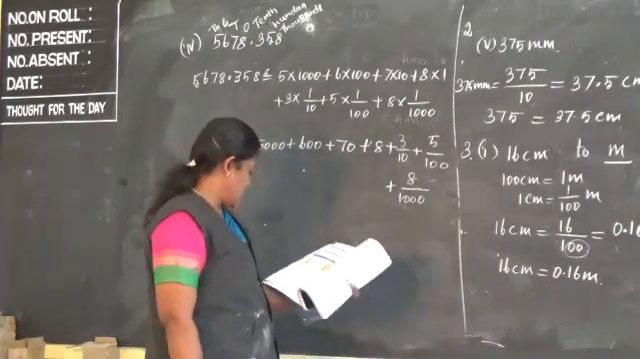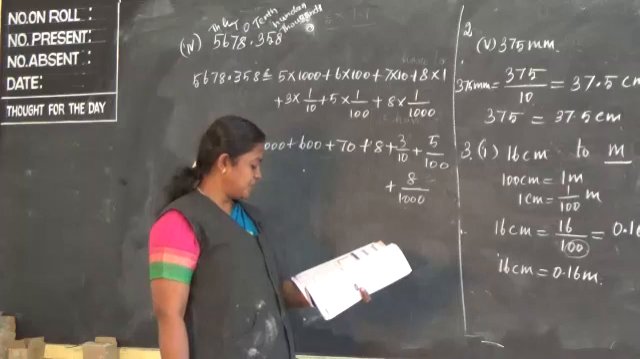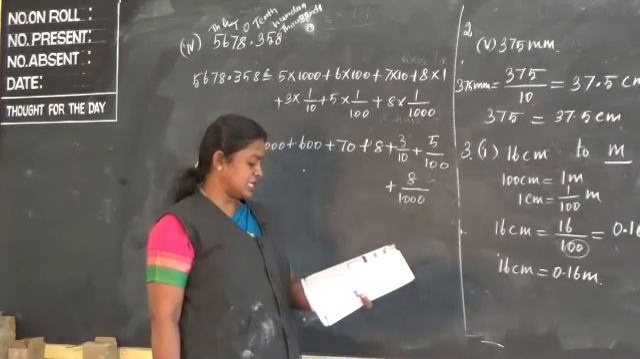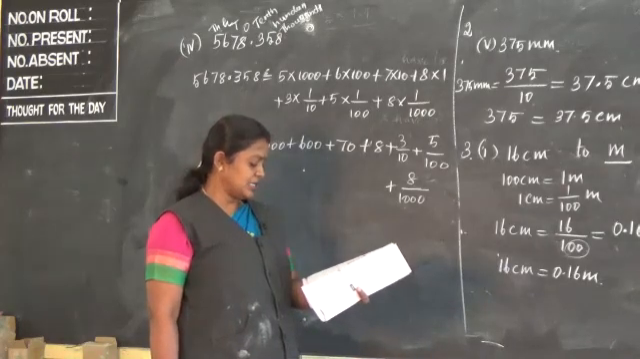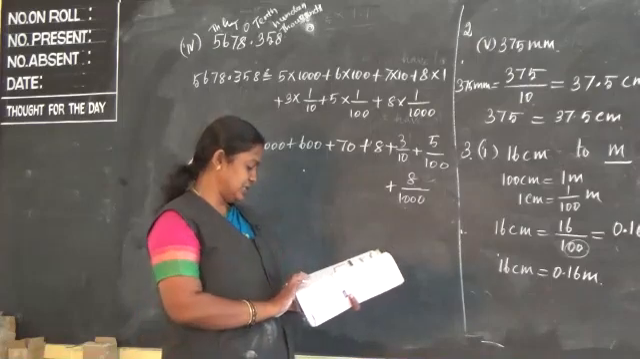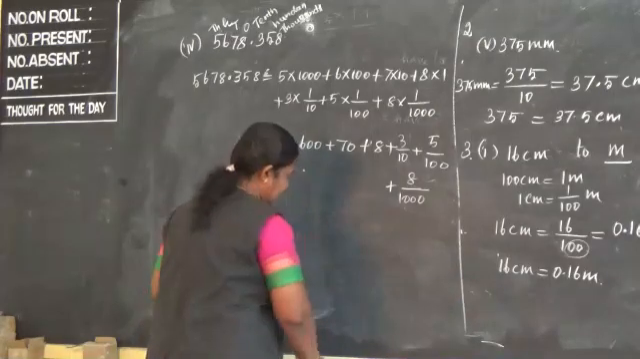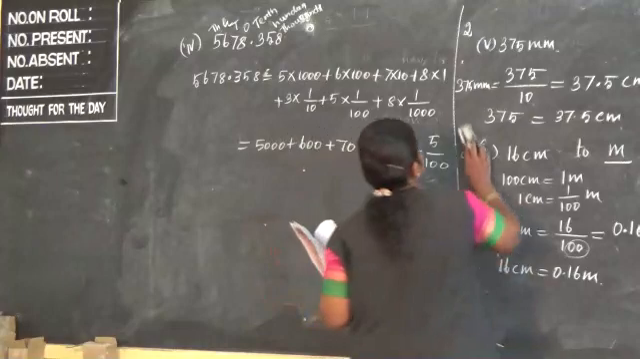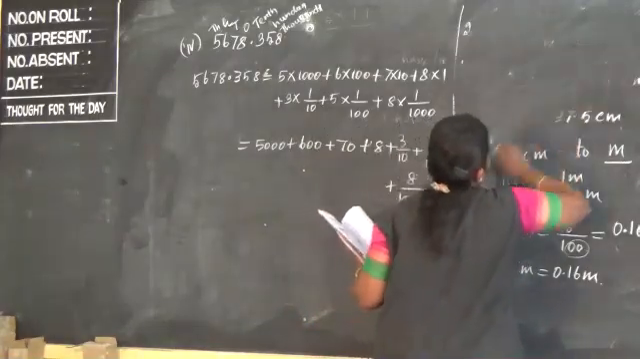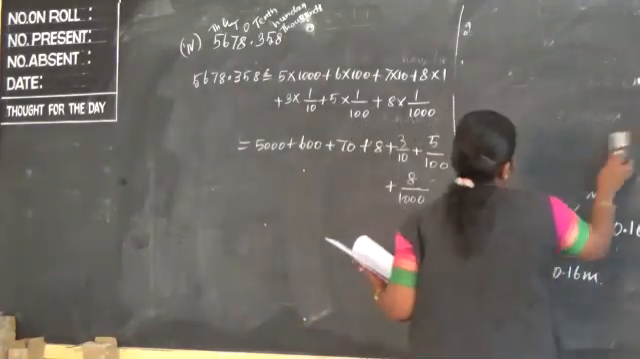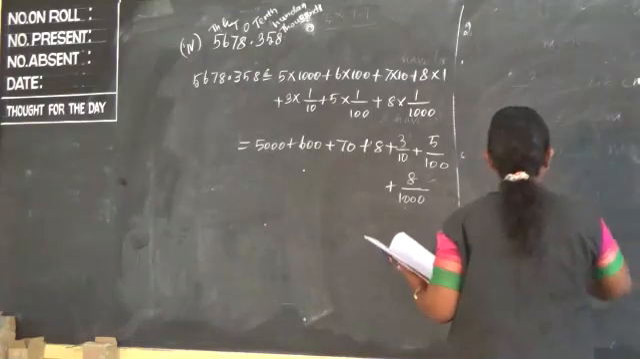Come to the fifth problem. Express the following decimal numbers in a place value grid and write the place value of the underlined digit. We have to write the decimal numbers in a place value chart, and also find the place value of the underlined digit.